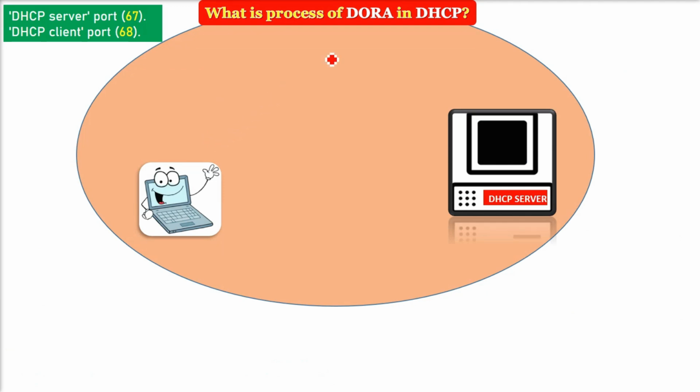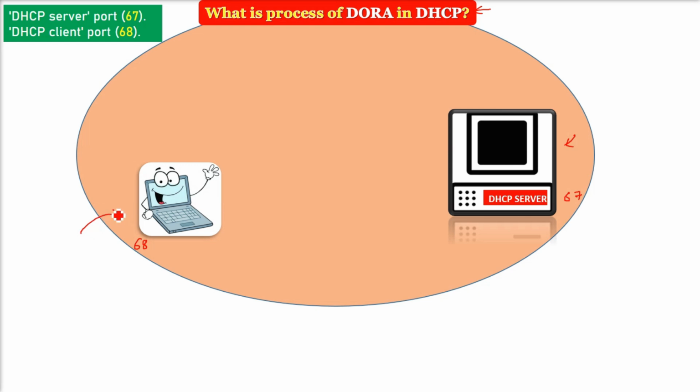In DHCP, the execution of Dynamic Host Configuration Protocol, the process is DORA. This DORA is just the first letters of the 4 steps being taken. We have DHCP server port 67 and the client port 68. You know about that: DHCP server port 67, DHCP client port 68.